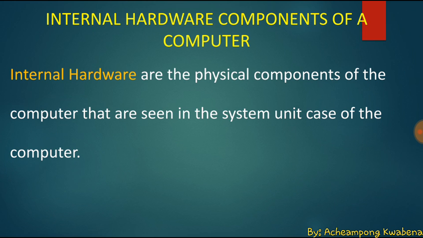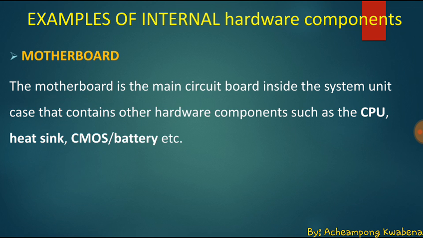We said the system unit is one of the basic components of the computer, and all the internal components are found in the system unit. So all the components within the system unit are what we refer to as internal hardware components. Now let's have some examples of internal hardware components, or the components that can be seen inside the system unit. So the first one is the motherboard.